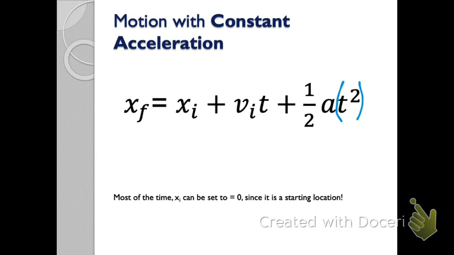Something that I want to point out here is that in this equation, only the t is squared, not the whole term, just the t. So 1/2 a t squared. You can put parentheses around it if you need it. I won't write it that way, but only the t variable is squared. Down here at the bottom, there's a note that says most of the time x sub I can be set to 0 since it's a starting location. You will see me solve almost all problems that way. I told you at the beginning of the year, we set our origin at the beginning of the motion, which means we're starting our motion at 0.